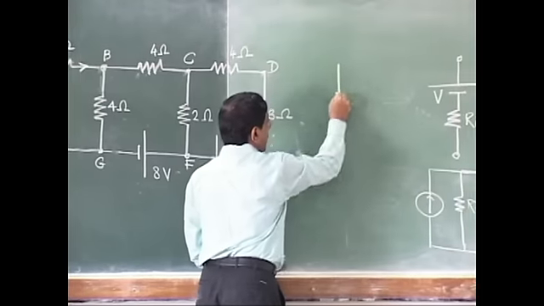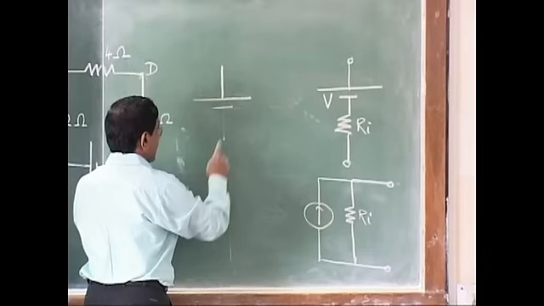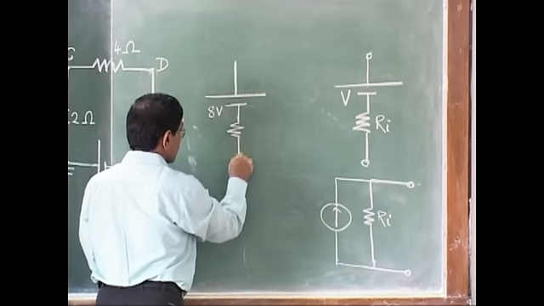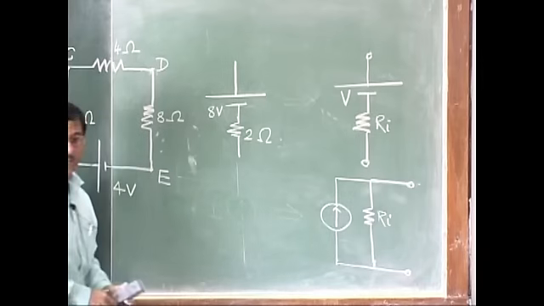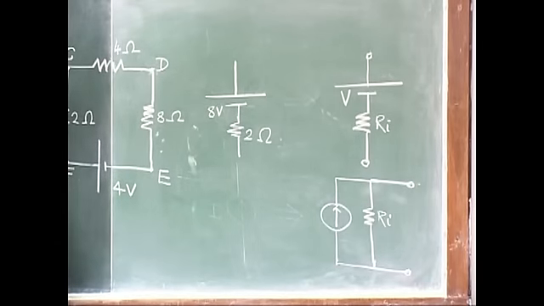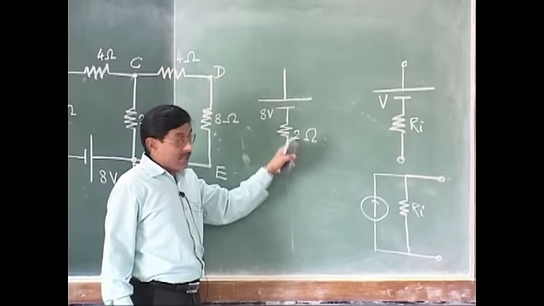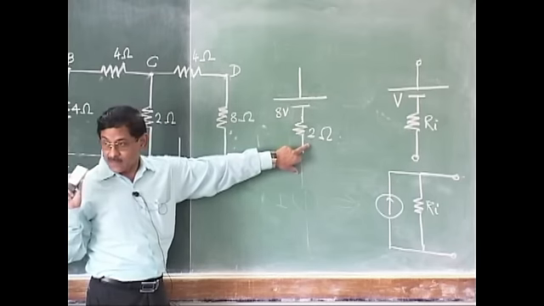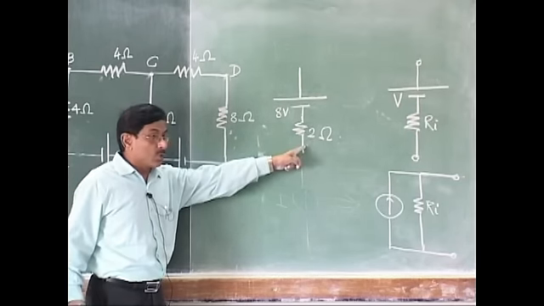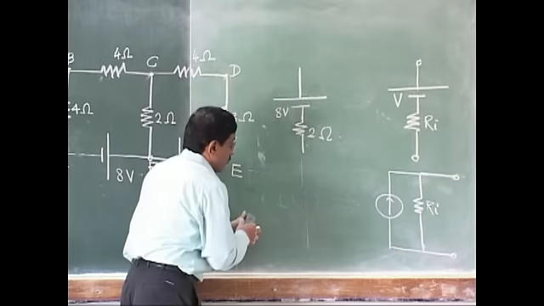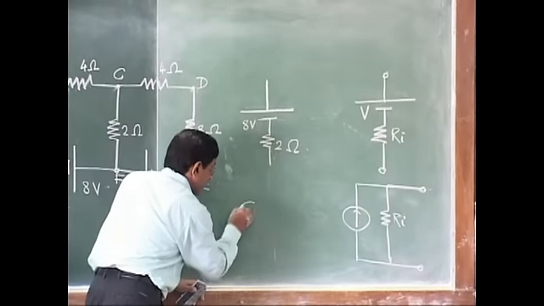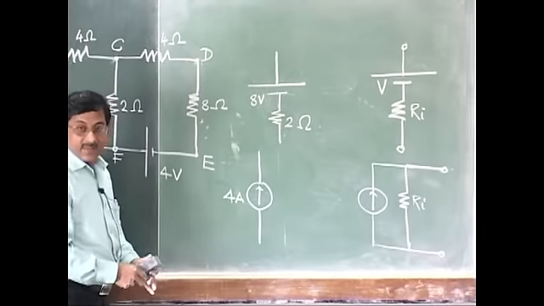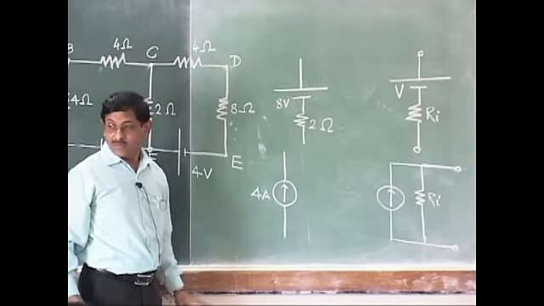For example, if I have a DC battery of say 8 volt and its internal resistance is say 2 ohm, I want this to be converted into an equivalent current source. What should be done? See, your Ri is 2 and voltage is 8. A very simple thing: voltage divided by resistance is current as per Ohm's law. So 8 by 2 is what? 4. So you will now represent the equivalent current source as this one. Here you will write 4 ampere. How you calculated this? 8 divided by 2 is 4 ampere.